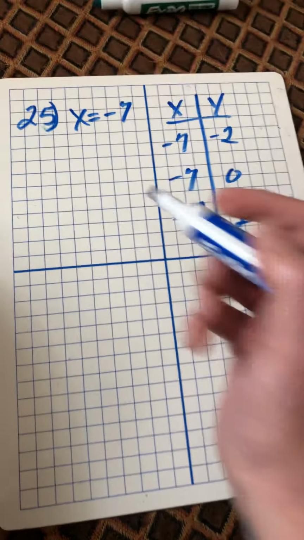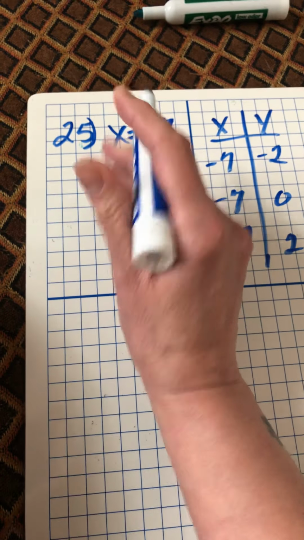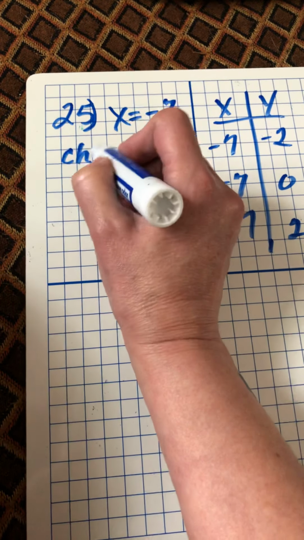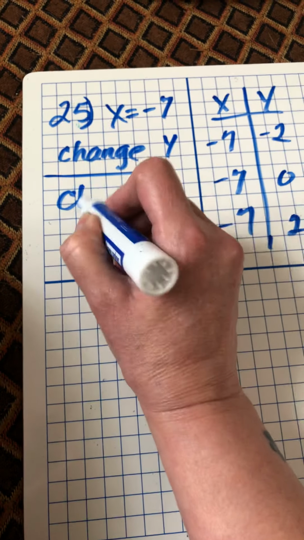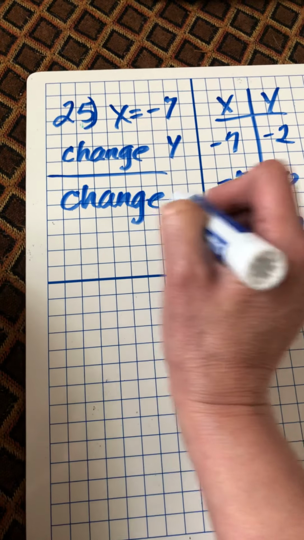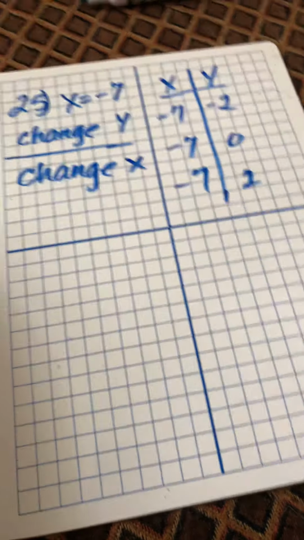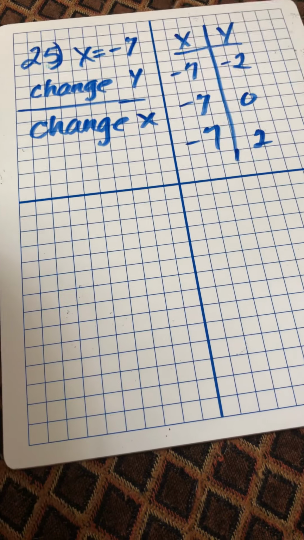Slope is always the vertical change. So it's the changes this way. So it's the change in y over the change in x, always. And so in order to find change, we subtract.